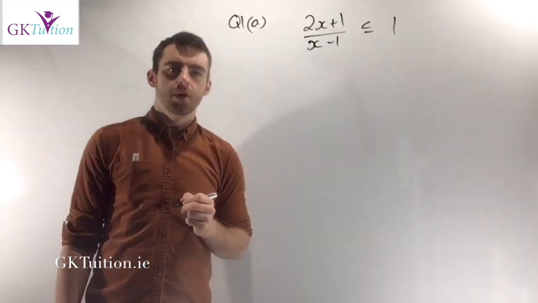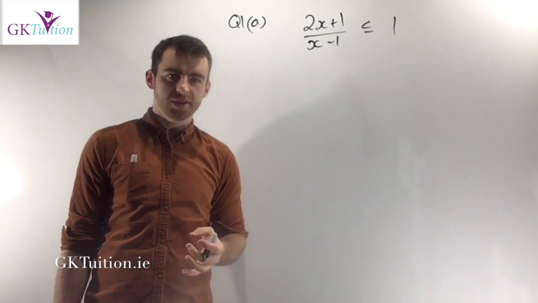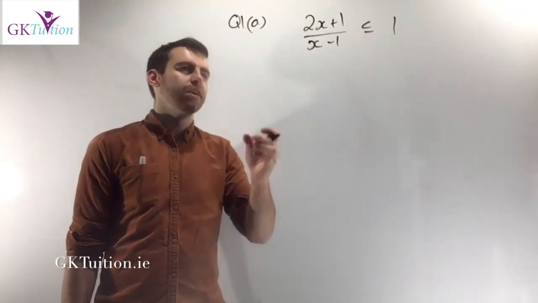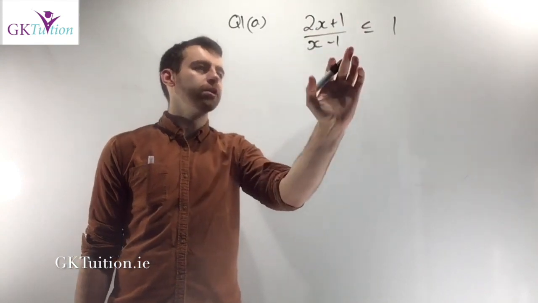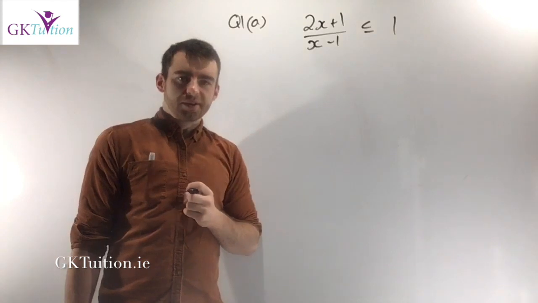Now, I want you to have your completed test open as I go through all of these. For question 1, part A, there's 15 marks, and then for the second part of the question, there's 10 marks. This is what we refer to as the special case. I have 2x plus 1 over x minus 1 is less than or equal to 1. Now I need to find all the values in this case.